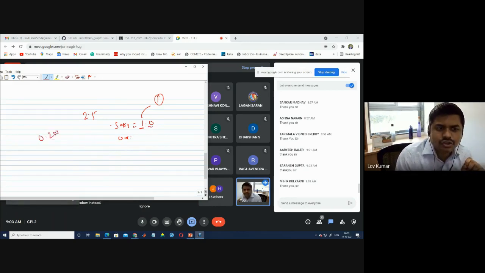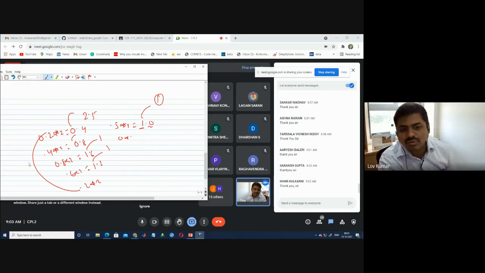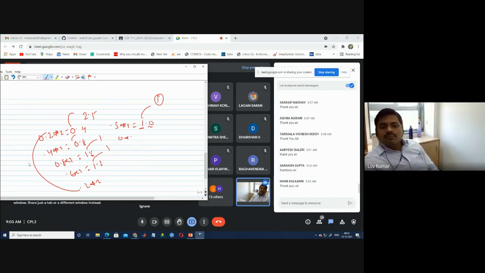Second case, 0.2 into 2. What value will we get? 0.4. Removing 0, 0.4 into 2 gives 0.8. Again 0 removed, 0.8 into 2 gives 1.6. Removing 1, 0.6 into 2 gives 1.2. Removing 1, 0.2 into 2. Again we get the same thing. If we follow on, we get the cycle again: 0.2 into 2 is 0.4, 0.4 into 2 is 0.8, 0.8 into 2 is 1.6, 1.6 into 2 is 1.2, 0.2 into 2. So we get the cycle, and we stop there.